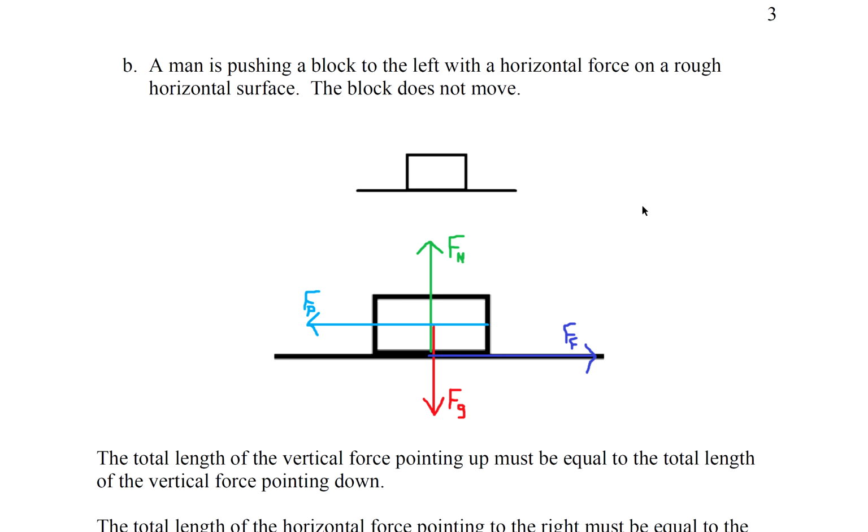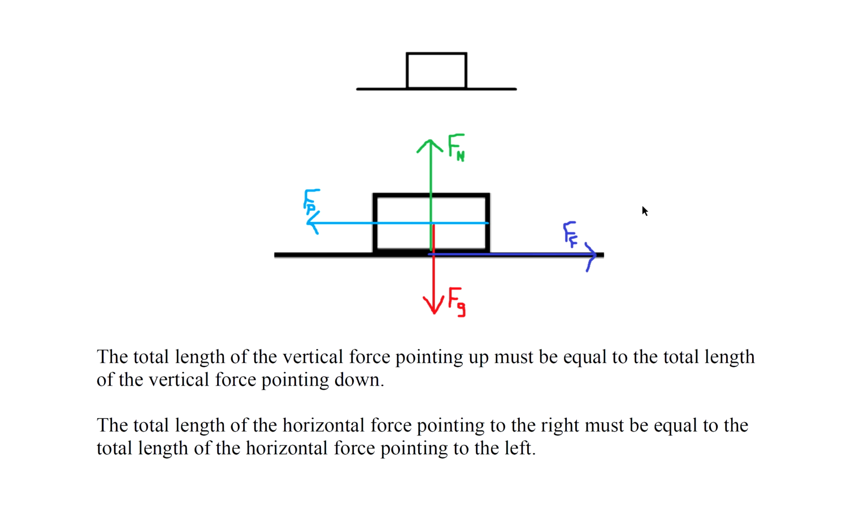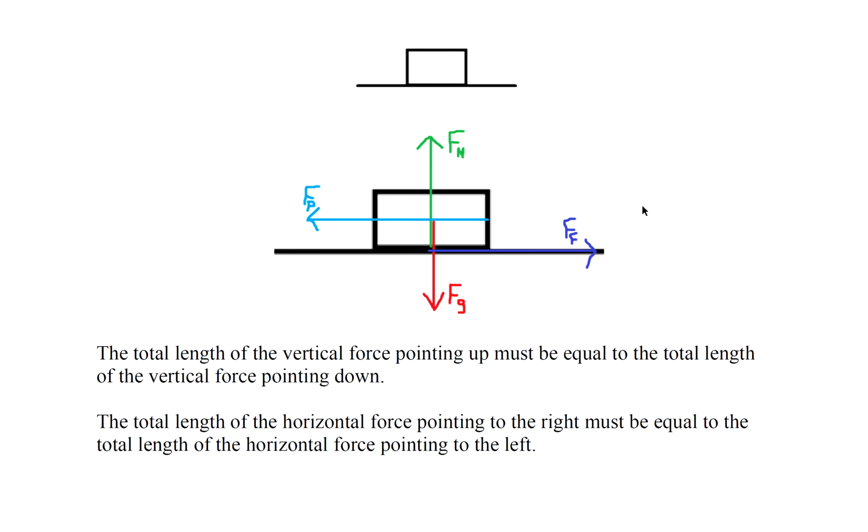Part B. A man is pushing a block to the left with a horizontal force on a rough horizontal surface. The block does not move. So sigma F equals ma. The total forces on the object equals the mass times the acceleration of the object. So if the object has no acceleration, because it's not moving, if ma is 0 on the right side, then sigma F is 0 on the left side.